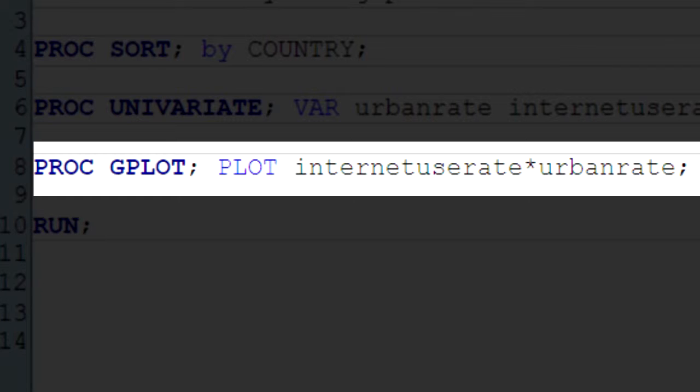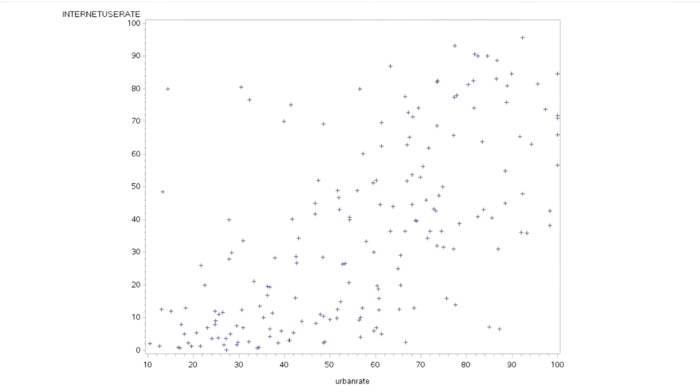To characterize the relationship that we see in a scatterplot, it can be helpful to draw a line of best fit through the observations as a way of trying to determine how the dots line up. That is, do they seem to line up in a positive or negative direction, or with a positive or negative slope? An increasing slope, as we have here, between urban rate and internet use rate, indicates the relationship is positive. That is, an increase in one of the variables seems to be associated with an increase in the other.